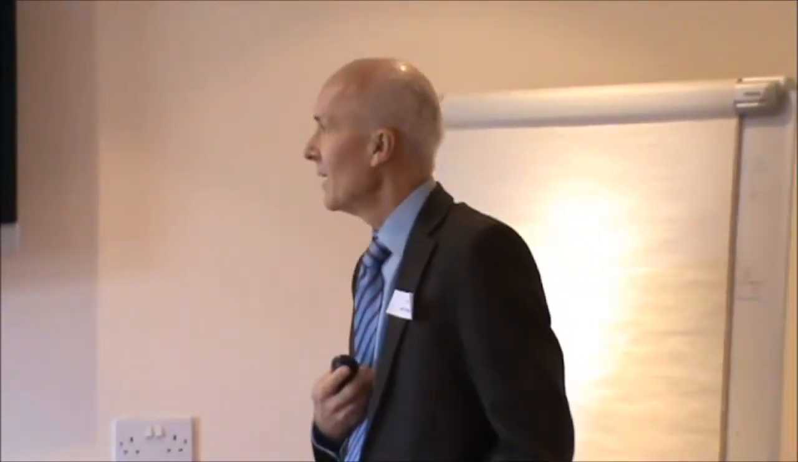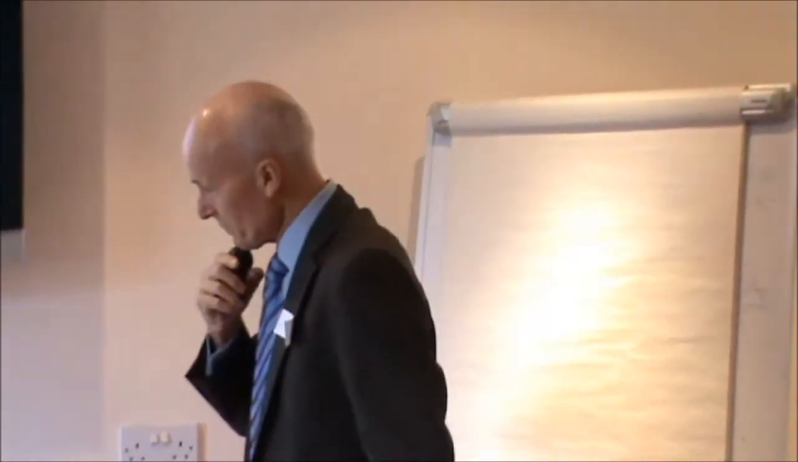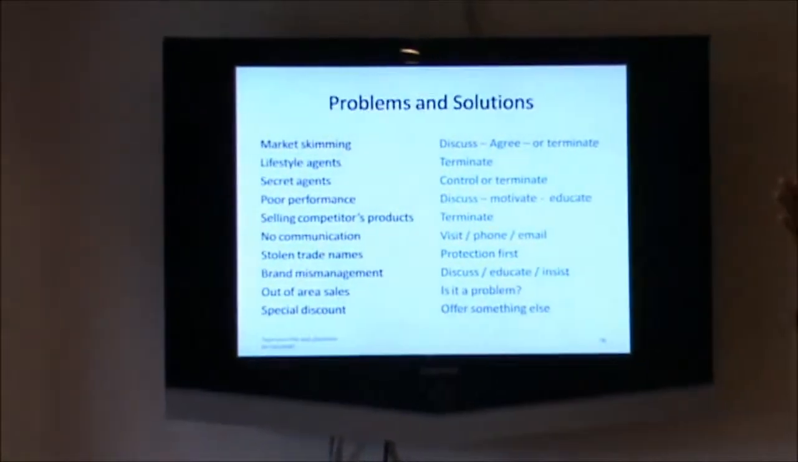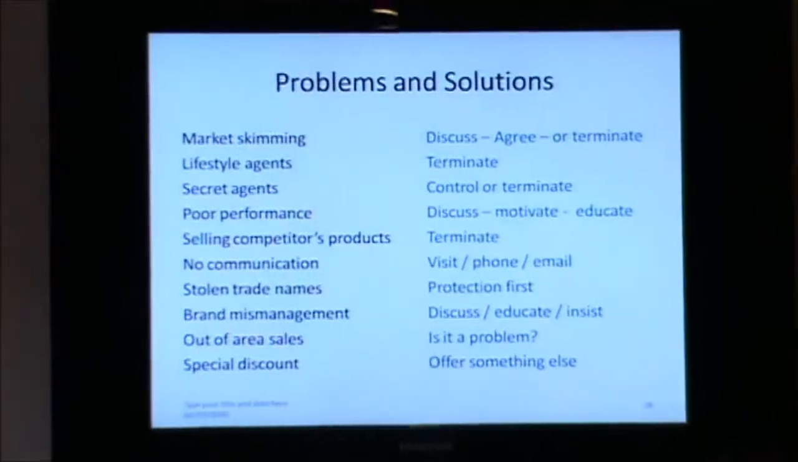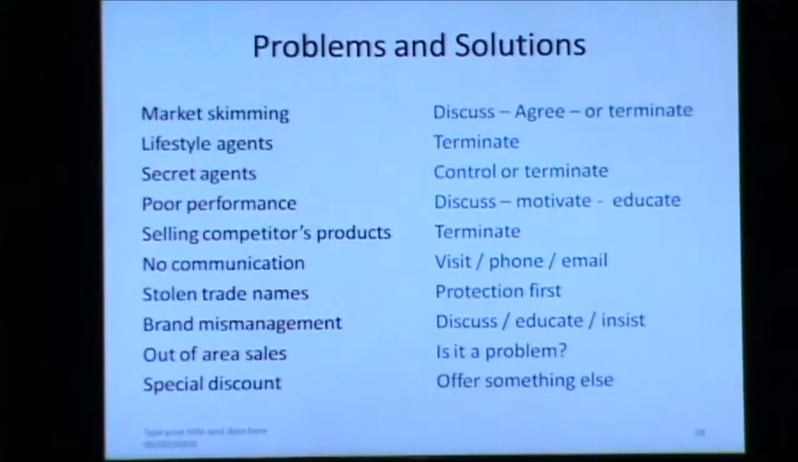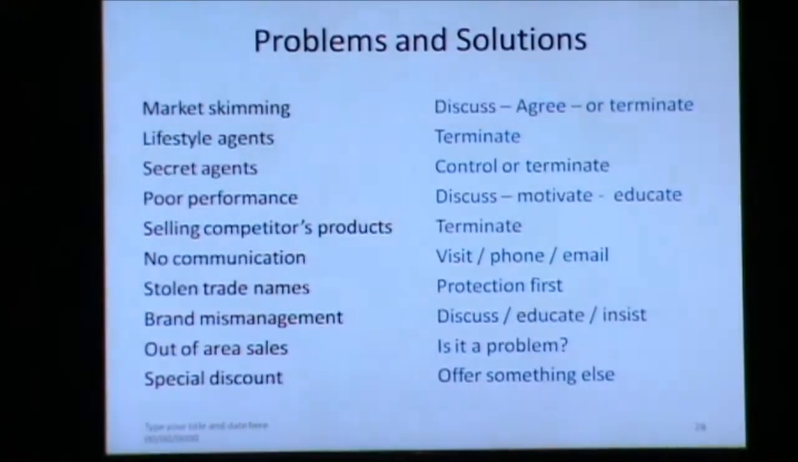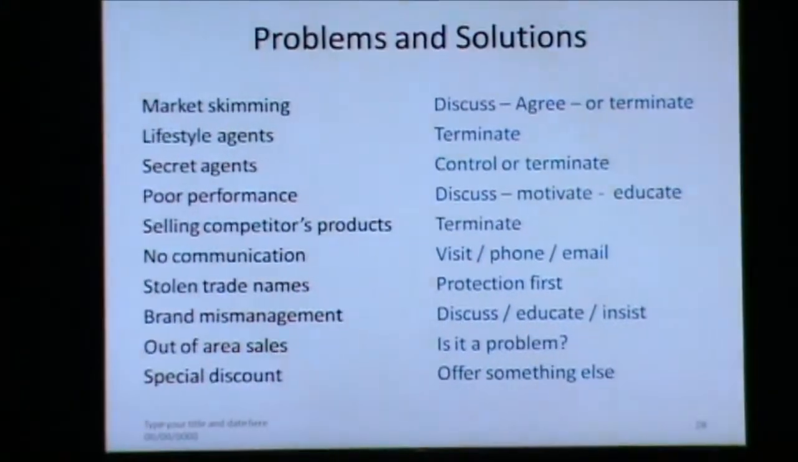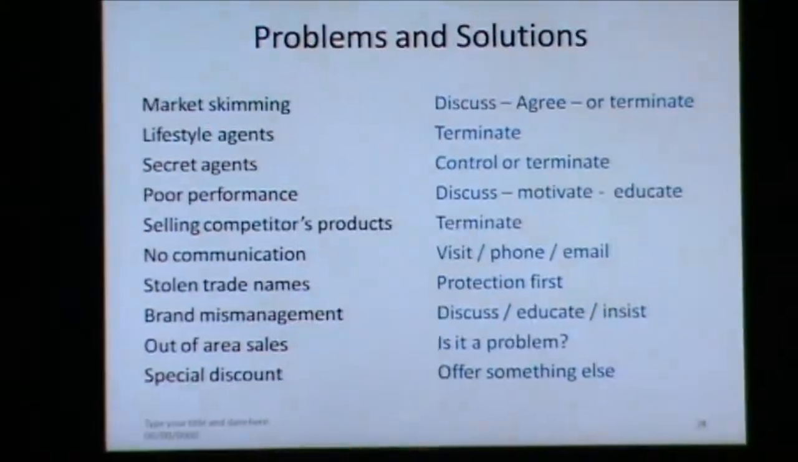How about that? Here are some problems that I've come across. I've had all of these, and what to do about them. So, market skimming. You've got a distributor who is tripling your prices in the market. He's making a rotten lot of money. He's only taking 5% of the available market, but he doesn't care because he's making a rotten lot of money at it. You need to discuss with him what his marketing strategy is, because you want turnover, you want volume. And you either agree a new way of working, otherwise you terminate them.